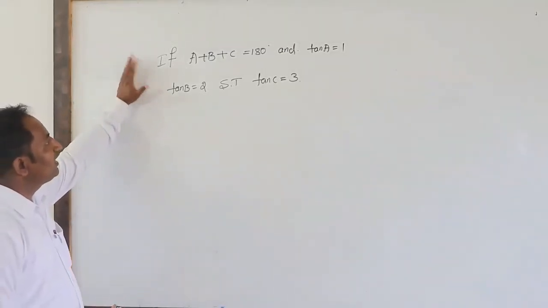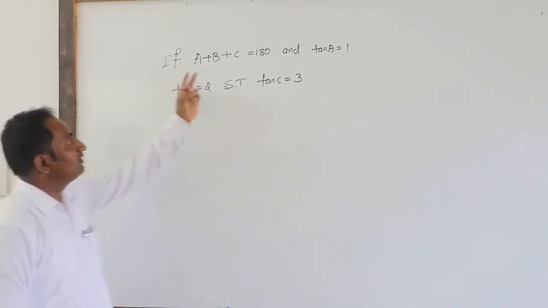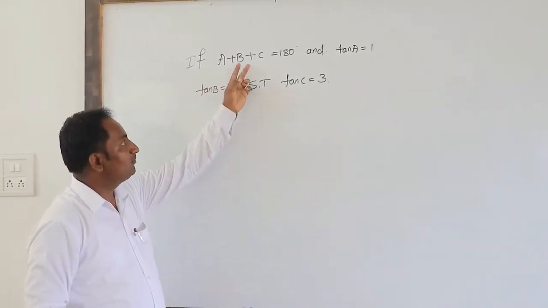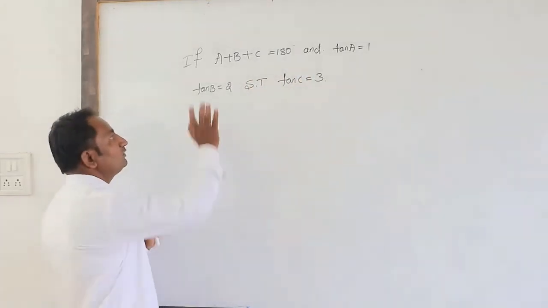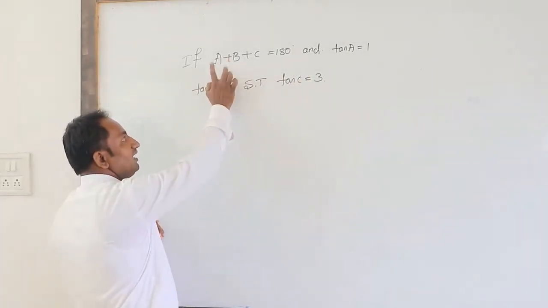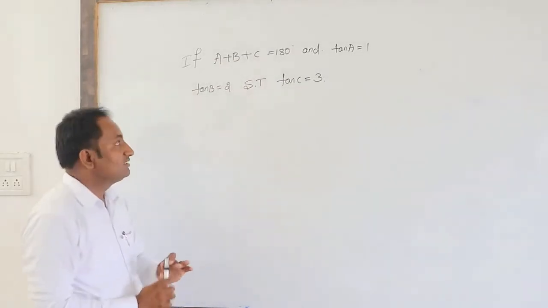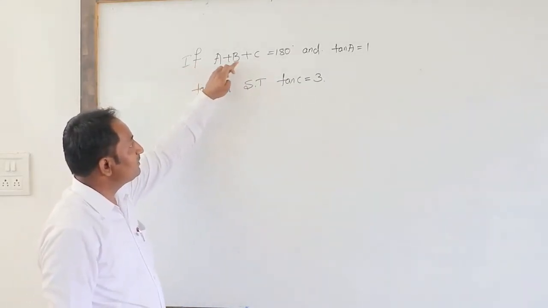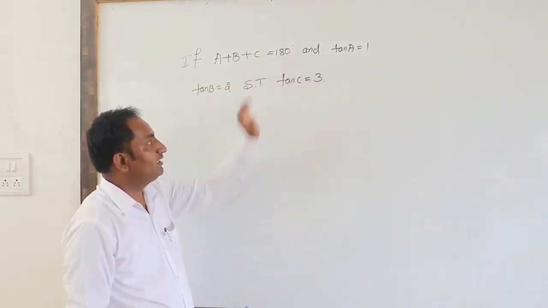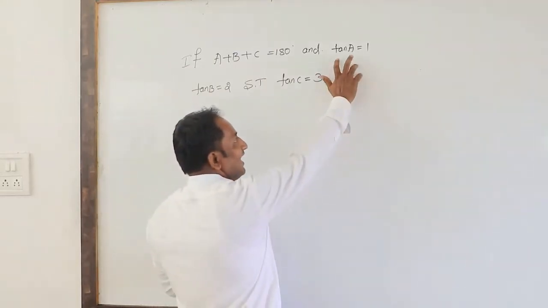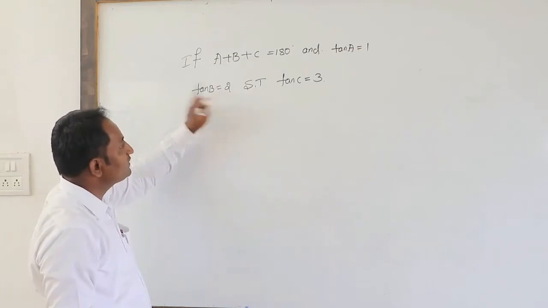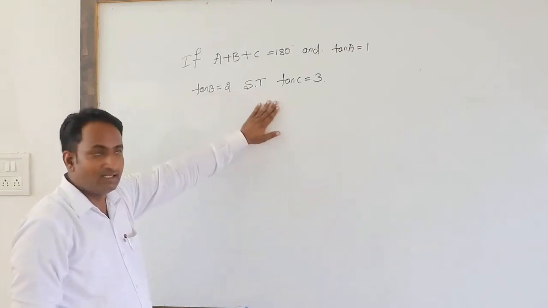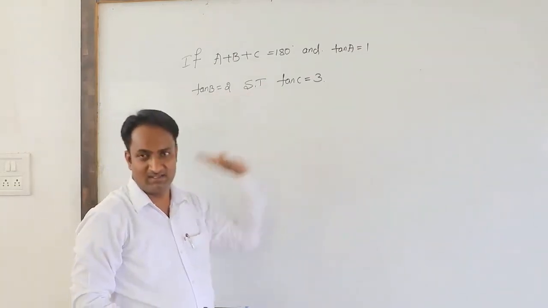Then we can take another problem. If a plus b plus c is equal to 180 degrees, the sum of these three angles a, b, c. Suppose a plus b plus c is equal to 180 degrees. The given value of tan a is 1, tan b is 2. Then show that the tan c value is 3.